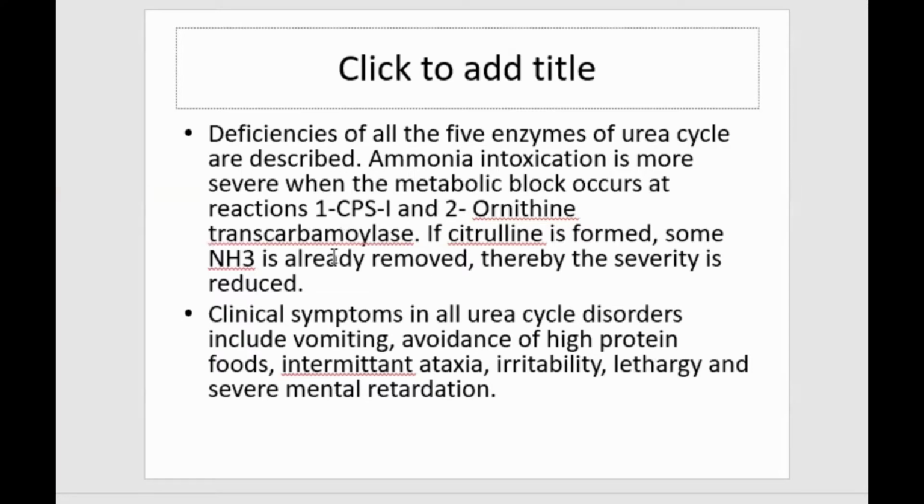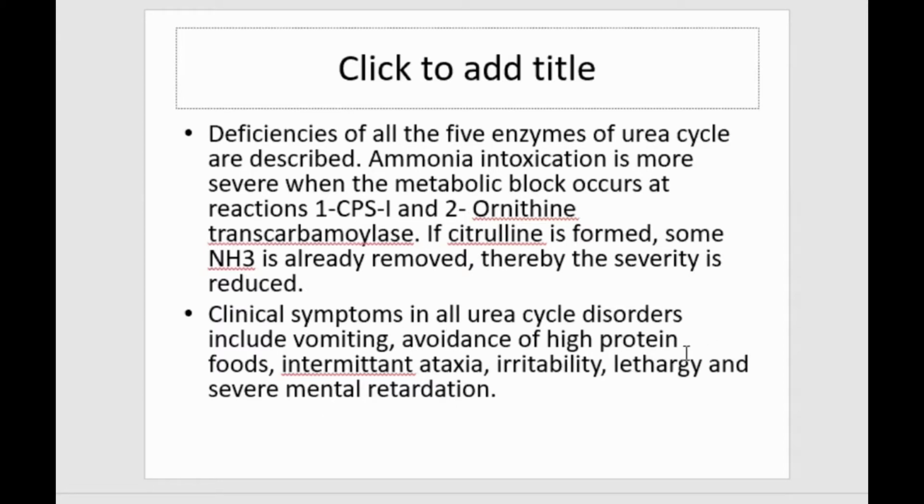Clinical symptoms of all urea cycle disorders include vomiting, avoidance of high protein foods, and intermittent ataxia. Ataxia means the gaze cannot be fixed, so the eyes move, and they cannot walk in a straight line. That is intermittent ataxia. Also irritability, lethargy, laziness. The child will not be interested to do anything. He will be inactive, dull, and have severe mental retardation. So these are the symptoms of urea cycle disorders.